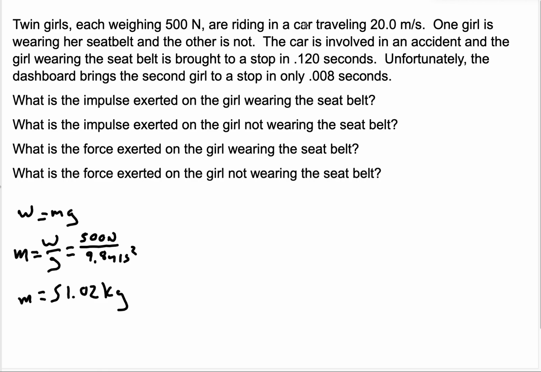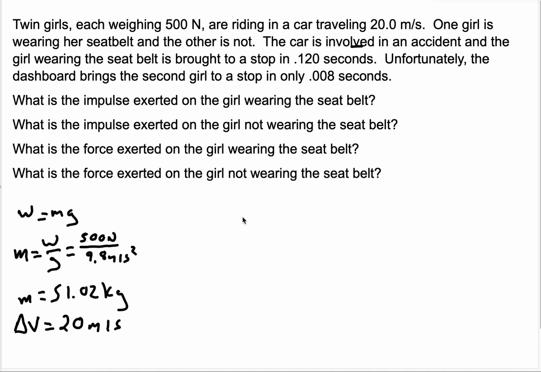Now they're riding in this car, and the car is traveling at 20 meters per second. One girl's wearing her seatbelt, the other girl's not. Now the car's involved in an accident, and the girl with the seatbelt is brought to a stop in 0.12 seconds. The other one hits the dashboard, and it brings her to a stop in 0.008 seconds. So we know the mass of both girls. We also know the change in velocity for both girls, because the car was going 20 and it's going to go down to 0. So the change in velocity will be 20 meters per second.